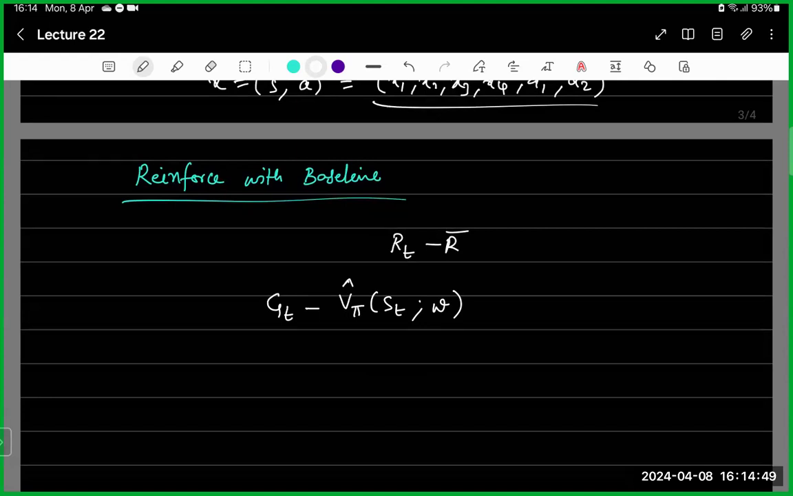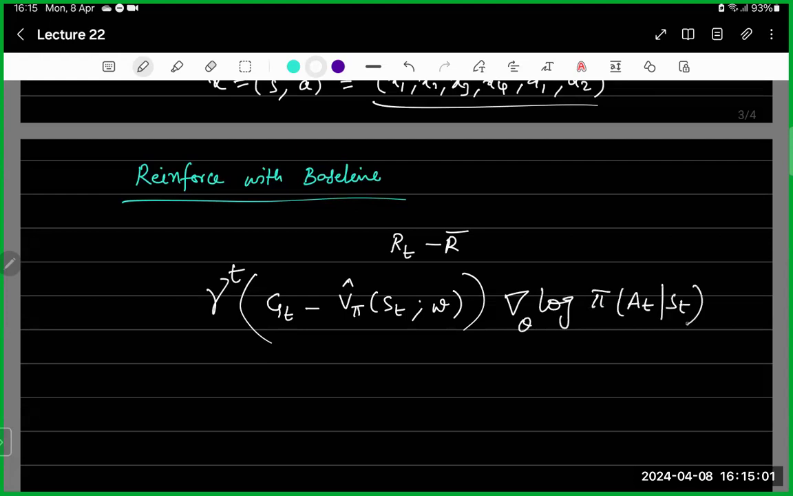So what will be the only difference in the algorithm? Instead of using Gt, you have to use this thing. So what will you have? You have gamma power t into del log phi of. Previously we used Gt, now we are using Gt minus some baseline. The baseline is the value function of the current state.